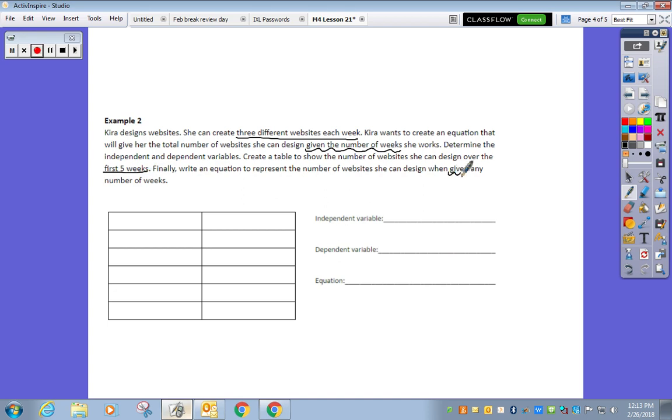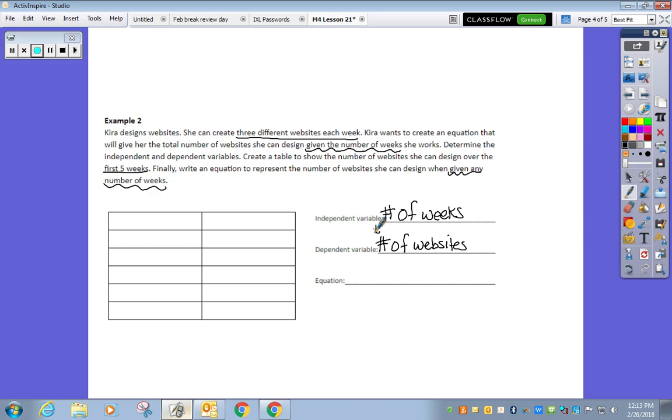So again, I'm seeing this given any number of weeks. So what that would mean is that that's going to be my independent variable, the number of weeks. I can pick any amount of weeks, and from that number of weeks is when I can do some math to it to get my dependent variable, which in this case would be number of websites.